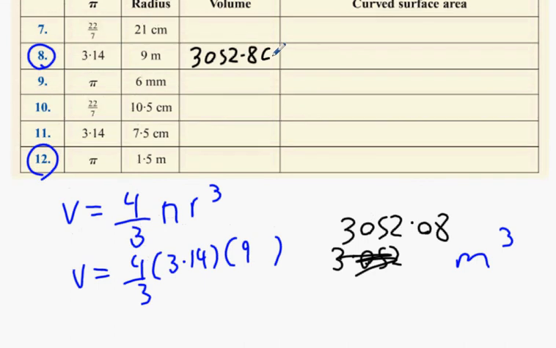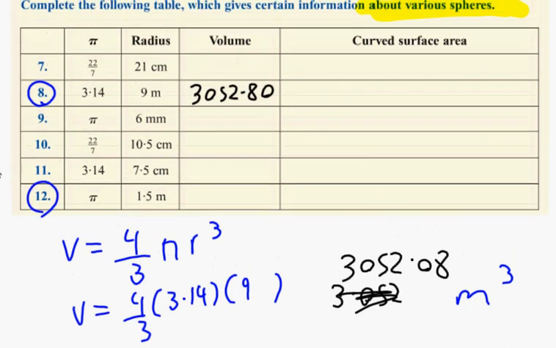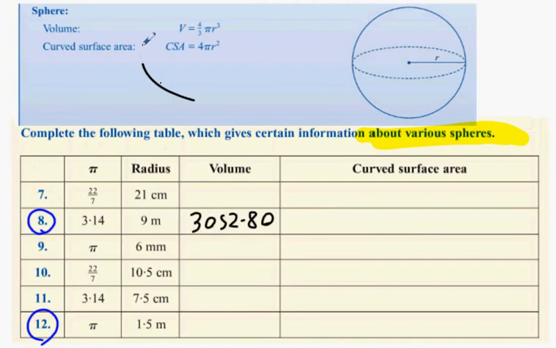It is indeed. Everything that's on the top here is in the tables. So that's the V and the A. Now, it's asking for the curved surface area.